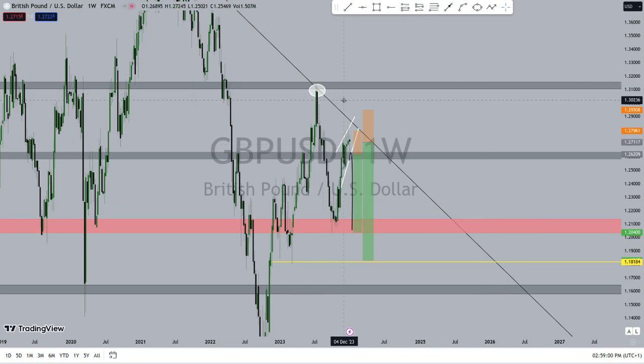So as long as we are still trading below this major trend line, GBP USD is still bearish. I repeat, as long as GBP USD is still trading below this trend line, then we are still bearish.